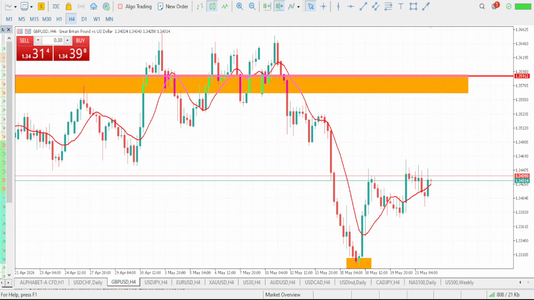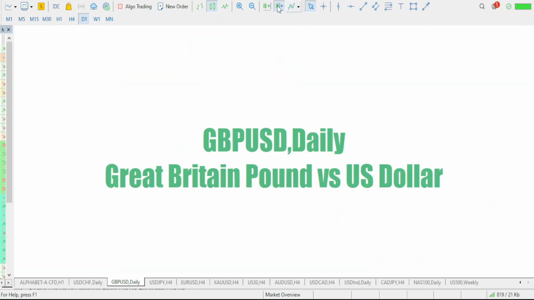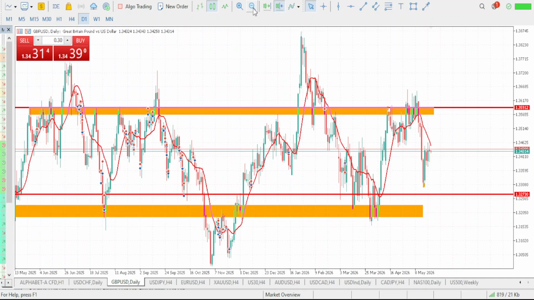Now let's take a look at what we are going to be expecting for the day on GBP USD. Starting with the trend, let's go to our daily time frame and look at the overall trend. This is our overall movement on GBP USD, and it is very clear. GBP USD is in a ranging market move.